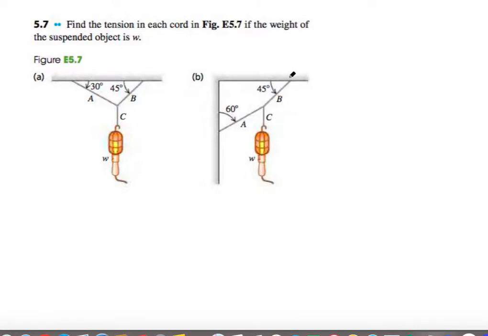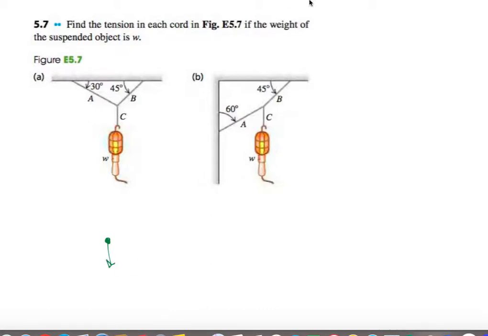Question 5.7 has now a symbolic problem where we have some object, which is a work light, that is hanging from a couple of cords. So let's start with a free body diagram for each. For the setup in A, we have three cords. We have A, B, and C.